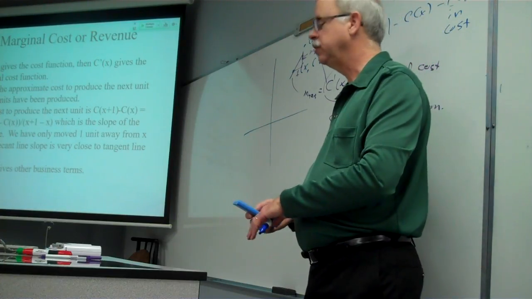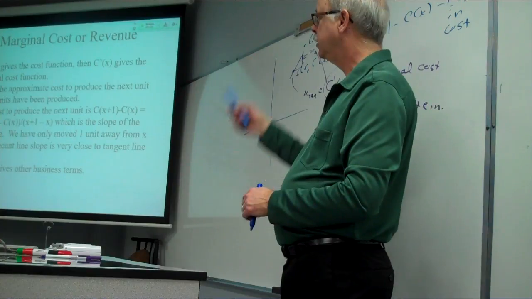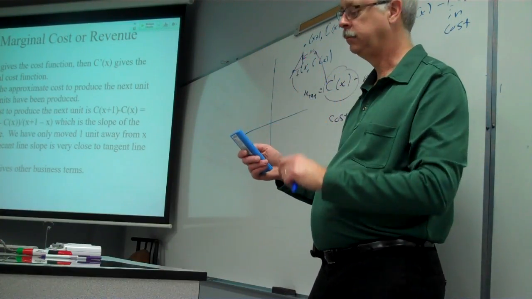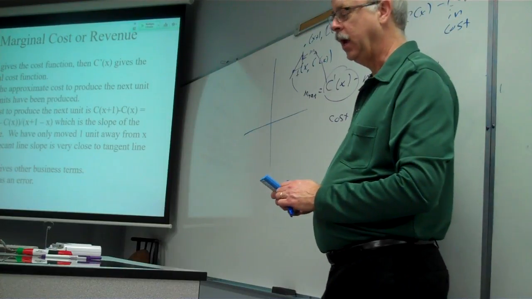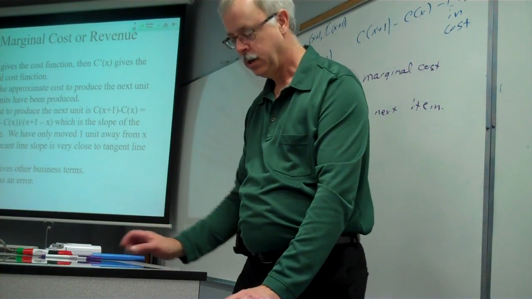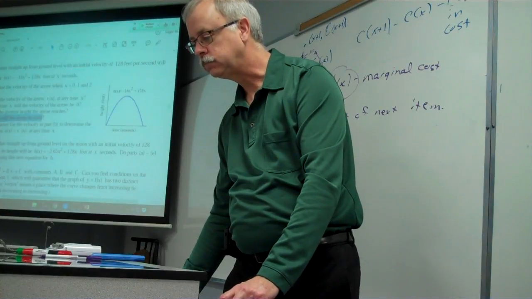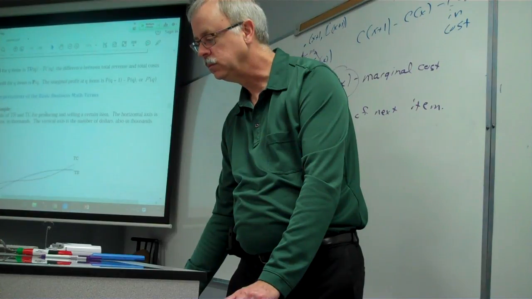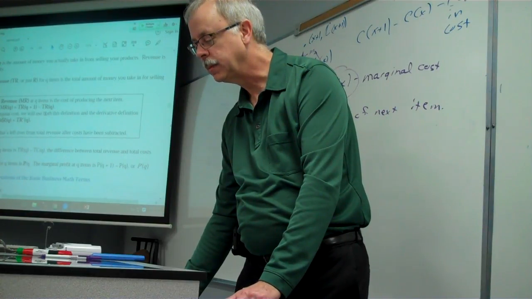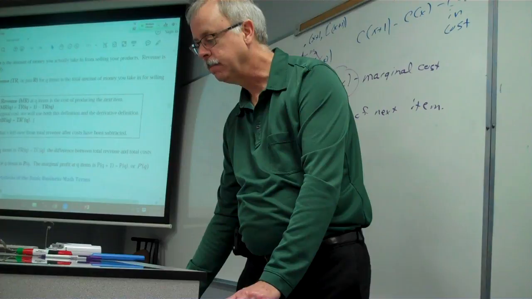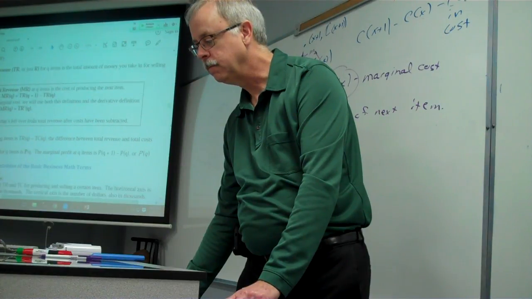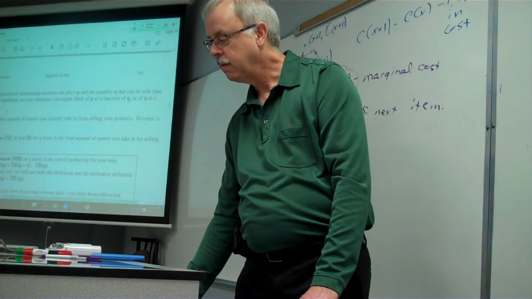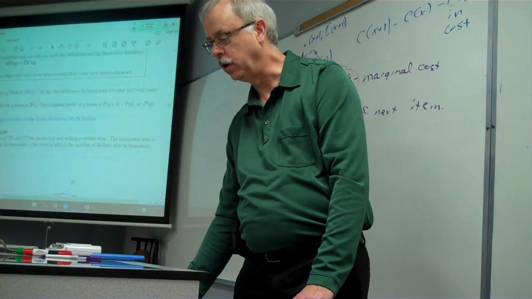So page 102 gives some other business terms. We can do this with revenue as well: how much revenue we get if we sell 1 more unit. And there is an error on page 104. I forget what the error was in 104.